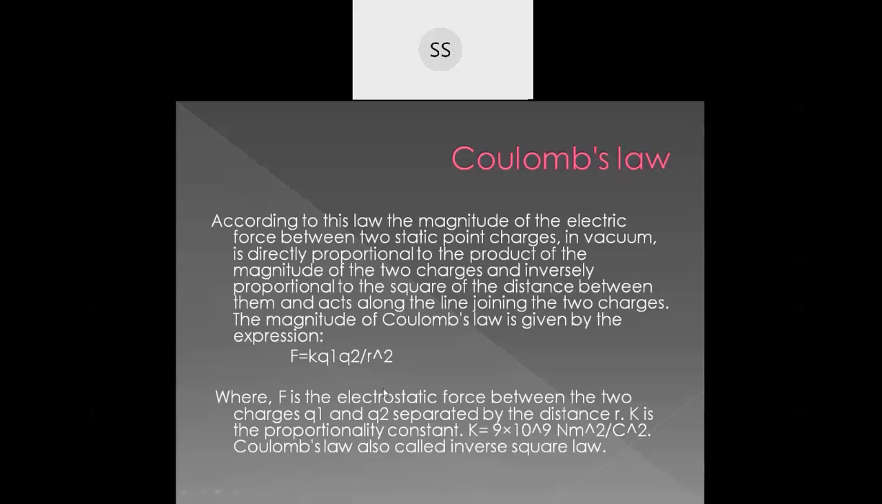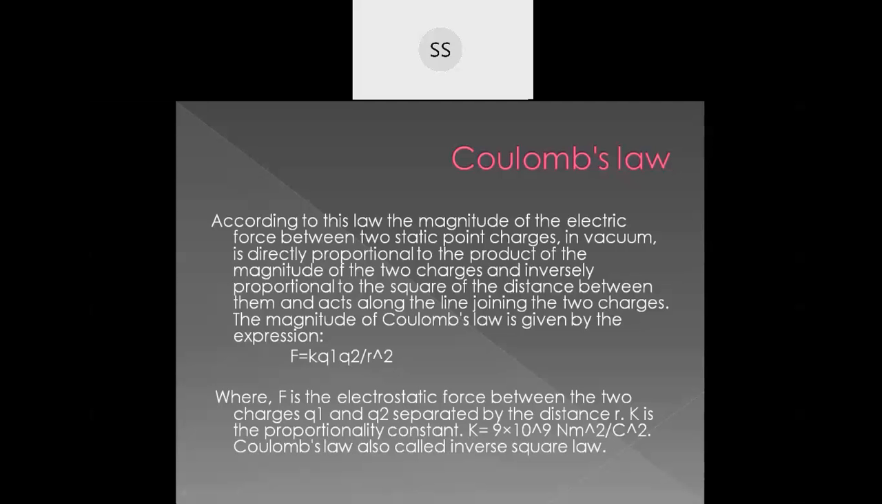Q1 and Q2 are the magnitudes of the two charges, and the force is inversely proportional to the square of the distance between them. That means with the increase of distance, force decreases, and with the decrease of distance, force increases. So F is proportional to 1 divided by R square. Combining these two, F is proportional to Q1 Q2 divided by R square.